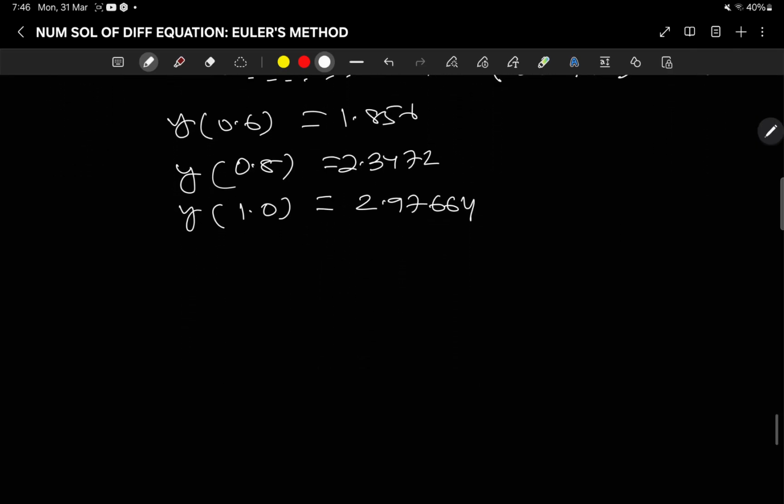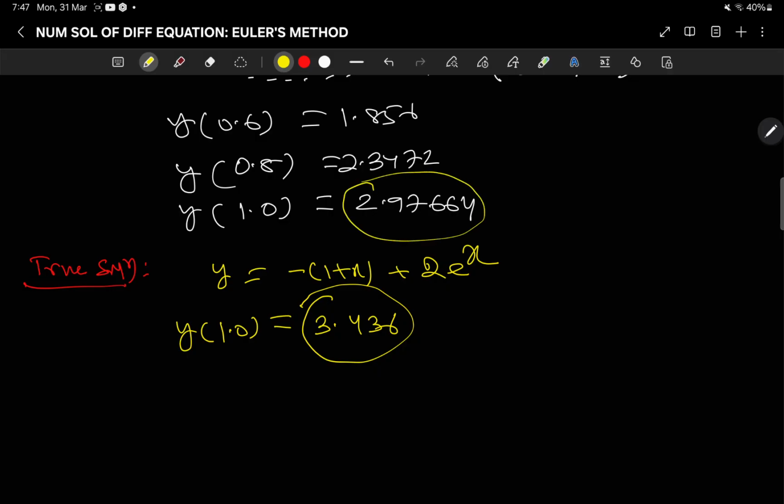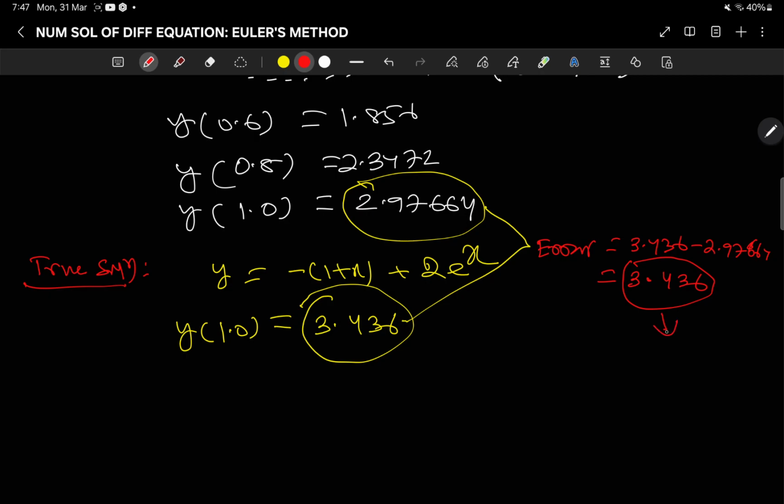If I think of the true solution, my true solution will be y is equal to minus of 1 plus x plus 2e to the power x, and y at 1.0, substituting x is 1.0, is 3.436. So this is my true solution and this is my numerical solution, and this gap is my error. So what is my error here? The error here is 3.436 minus 2.97664. So you see this error is very high.